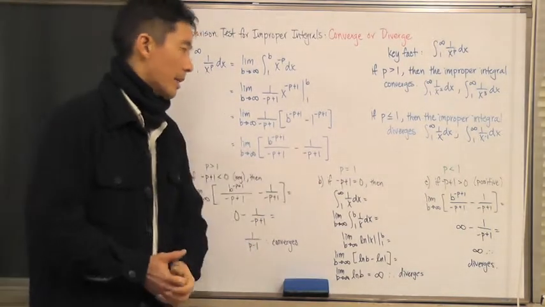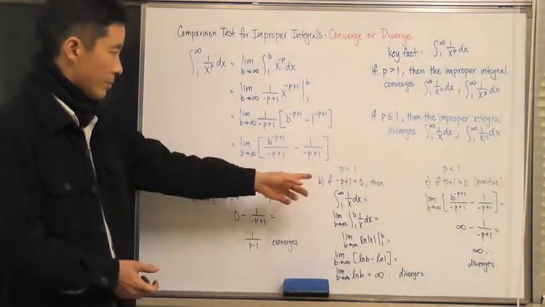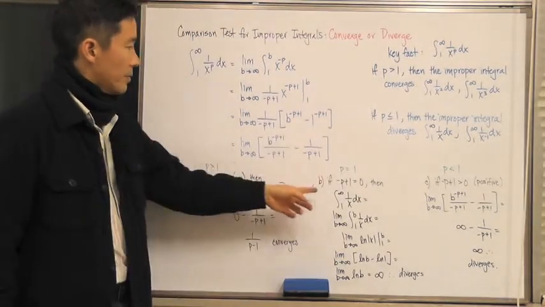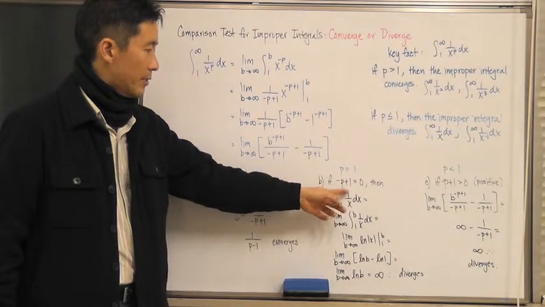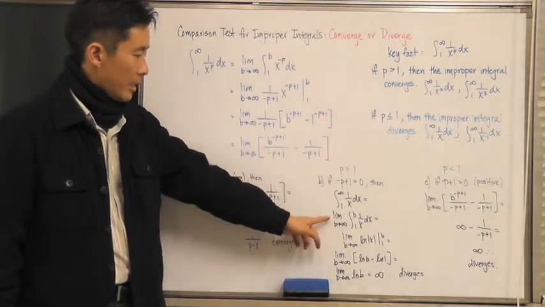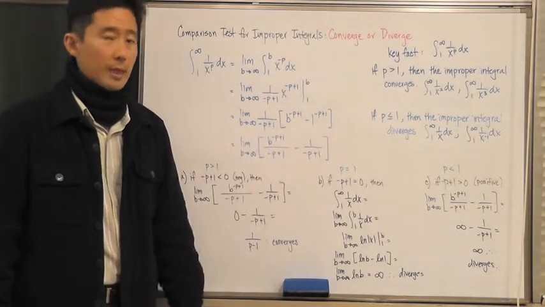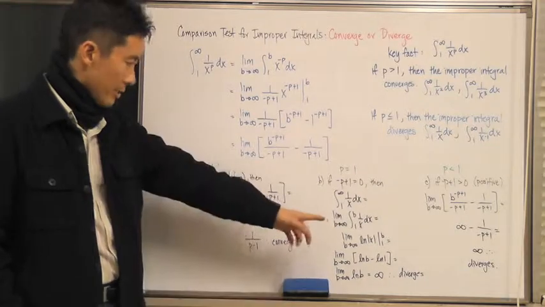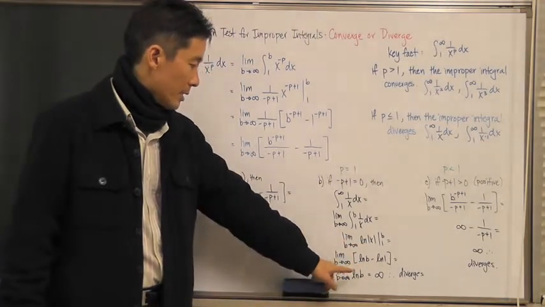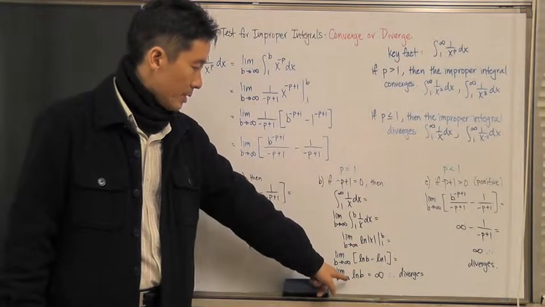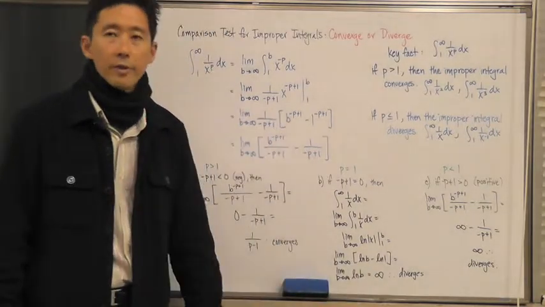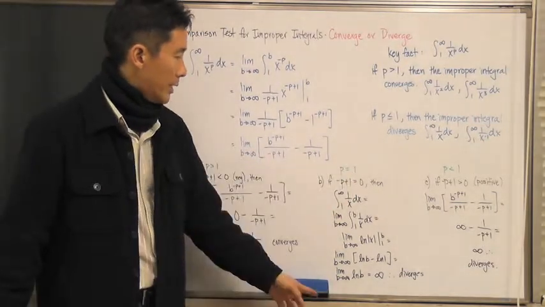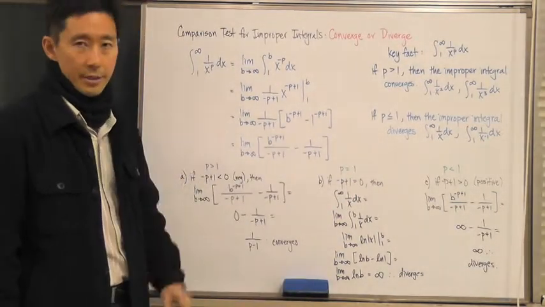Now let's take a look at when p is equal to 1, in other words when negative p plus 1 is equal to 0. If that's the case, then this was the integral from 1 to infinity of 1 over x dx. We change the upper limit of integration to b and take the limit as b approaches infinity. We integrate and evaluate, and we know that the limit as b approaches infinity of the natural log of b is just going to be infinity, and therefore it diverges. So when p is equal to 1, this diverges.